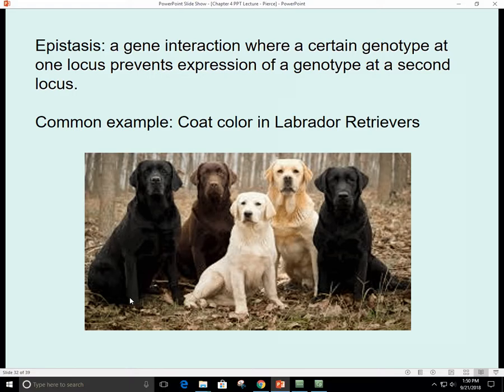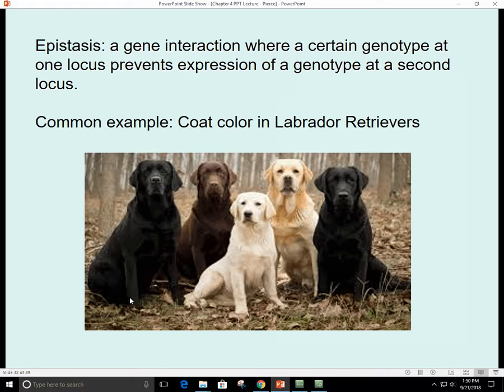The most common example of epistasis is Labrador retrievers. They have different coat colors, and to put it very simplistically, if you think about the black allele as being dominant to the brown, those alleles are alleles of the same gene, black and brown.